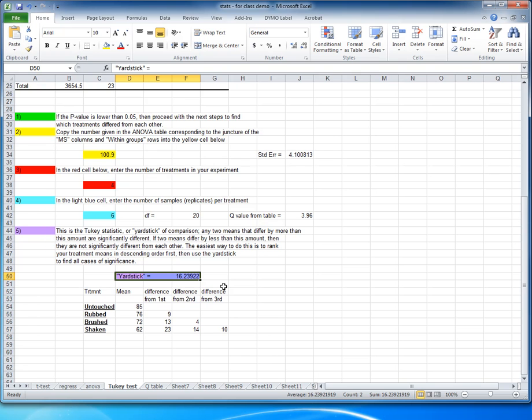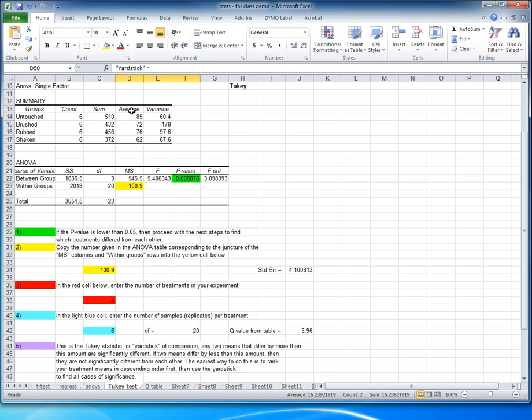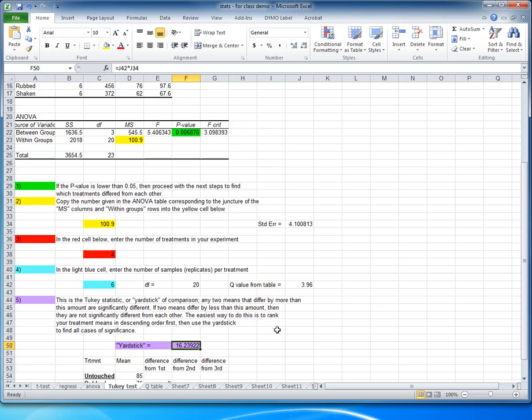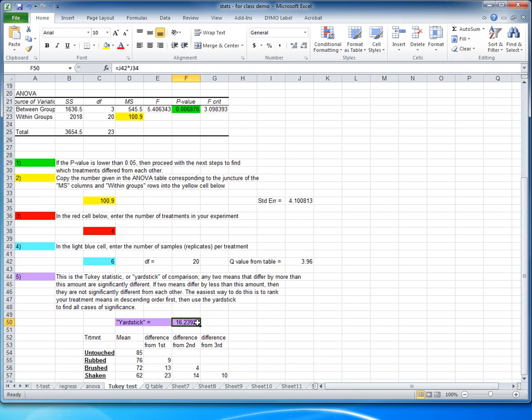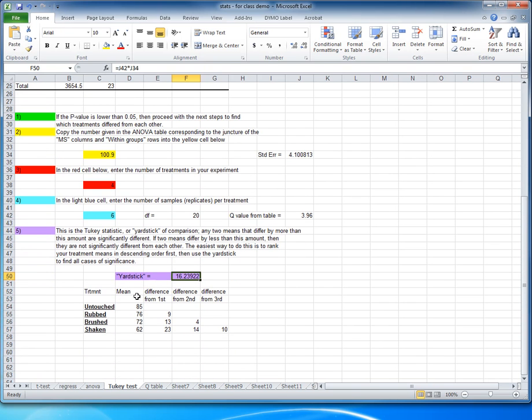So what this is telling us is that any two means that we get, and here are all the different means in this study right here, the average for the 4 treatments, any two that differ by more than that amount are different. Any two that differ by less than this amount are not. So basically we can do all possible combinations. Here are the means. Here are the treatments. I arranged them in descending order: 85, 76, 72, 62.